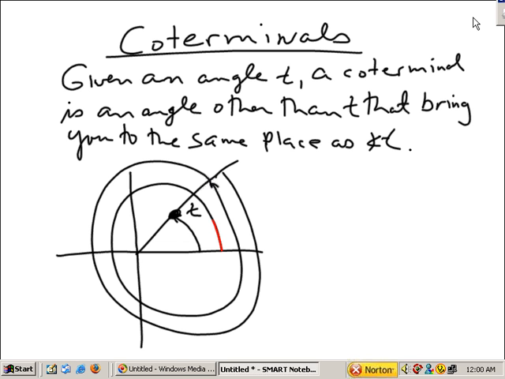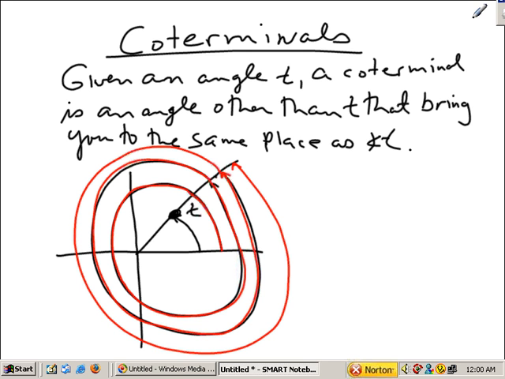Well, first we went to T, and then we went around 360 degrees. That was the first place I stopped, or we could have continued and gone around another 360 degrees. If you take angle T and you add 360 degrees, or 2 times 360 degrees, or 3 times 360 degrees, etc., you get back to T. But that's not the only way to get to angle T.